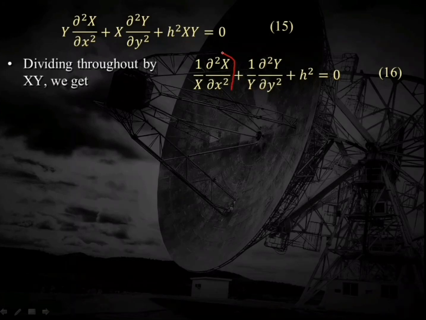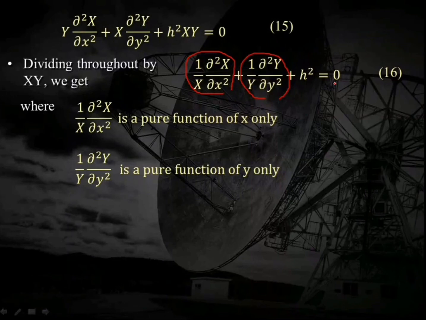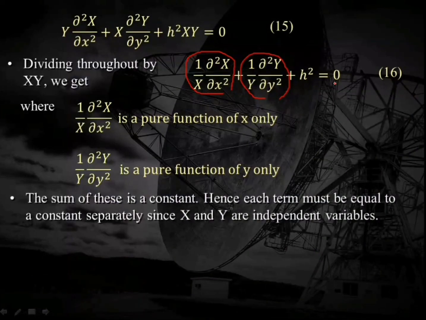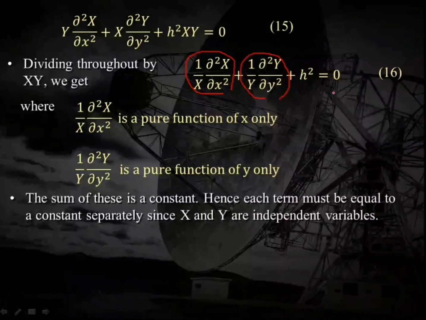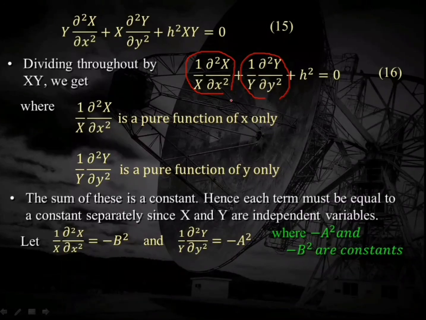we will get this a pure function of x and this a pure function of y. These two are adding with a constant to give the output equal to 0. It means if two pure functions of x and y are adding with a constant to form 0, these individual terms must be constants. So we can rewrite these pure functions of x and y in terms of some constants.